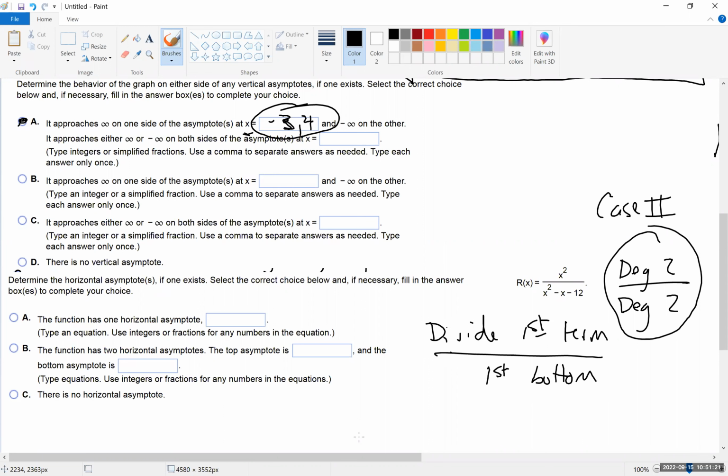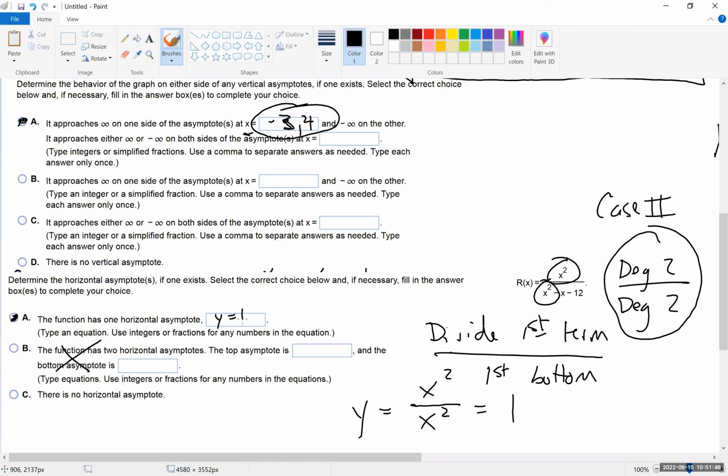So for us, it's going to be y equals x squared, which is the only term on top, divided by the highest powered term on the bottom, which is x squared. X squared divided by x squared is 1. We have a horizontal asymptote. You will never have 2 horizontal asymptotes, by the way. You'll never have 2. We get y equals 1.